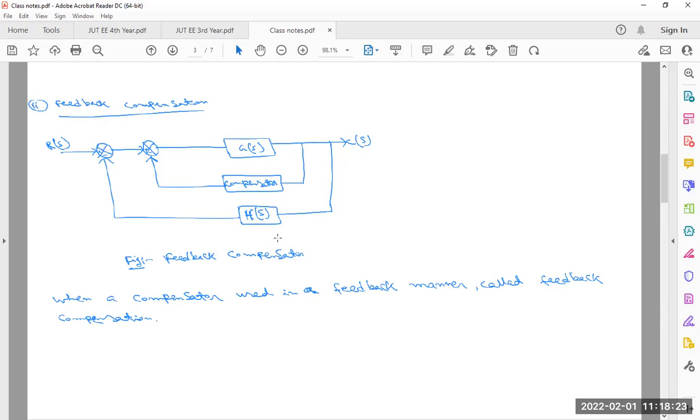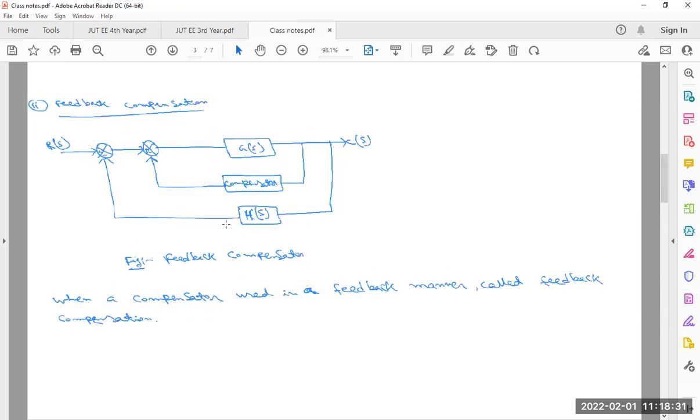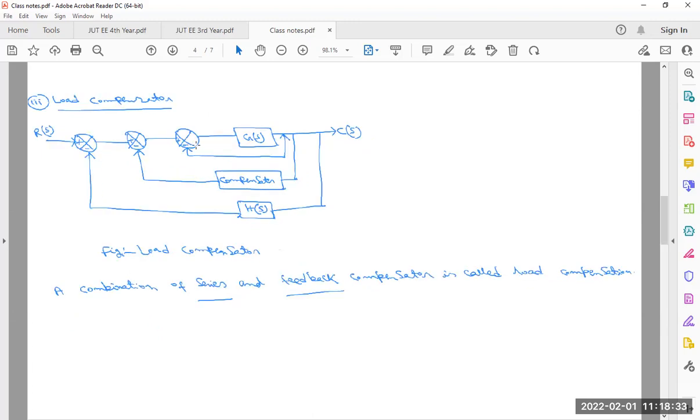Okay, next, number 3, we have to discuss the load compensator circuit. In this circuit you can see it is basically the same as the feedback one, but here we have to attach one more summing point. It is placed between the process plant and the output of the system. So a combination of the series compensator, which we discussed first, and the feedback compensator, which we discussed second, is called the load compensator.